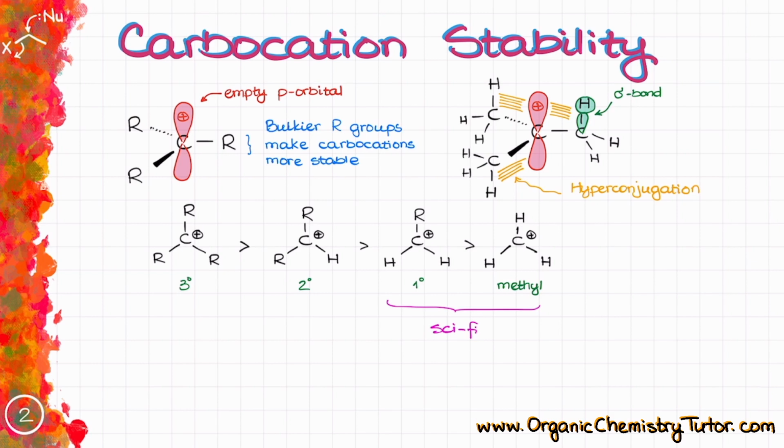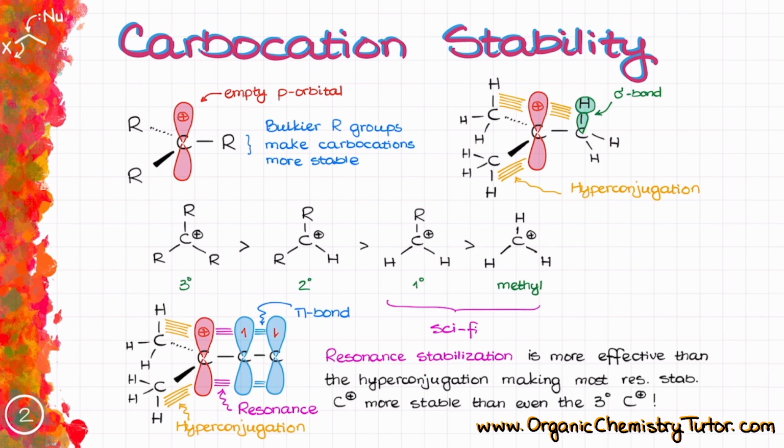So, if partial overlap is good, how about the complete orbital overlap? For instance, if we have a pi bond instead of a sigma bond nearby, wouldn't that be better? And yes, it absolutely would. If we have a full 100% overlap with a pi bond, this is going to be a resonance stabilization. And as the resonance stabilization is more effective than hyperconjugation, most resonance stabilized carbocations are actually more stable than even the tertiary carbocations. Thus, if you can make a carbocation with resonance, always go for it as it's going to be quite stable and will form very easily.